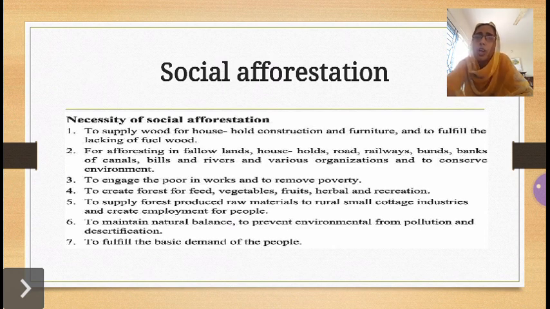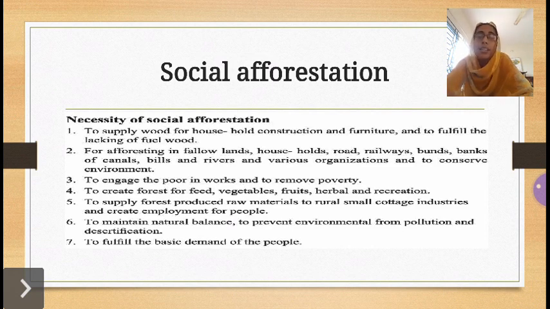To supply forest produce raw materials to rural small cottage industries and create employment for people. These small cottage industries use bamboo to prepare some domestic things, or they use some branches and wood to prepare showpiece items. In that case, these woods or plants can act as raw materials for small cottage industries.